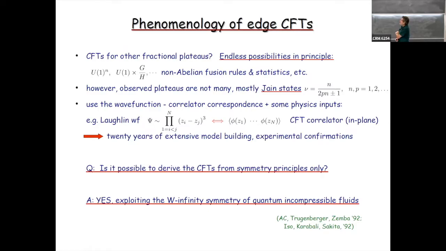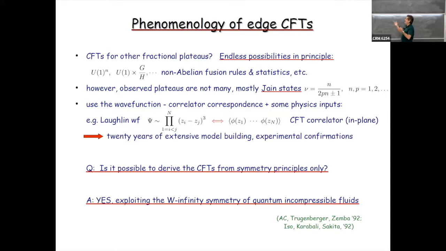So the question is, which kind of conformal theory can I use for general fractions, not just this Laughlin state that we saw before, which clearly has c equal to 1, a simple conformal theory? Well, in principle, there are endless possibilities, because you can have a multi-component abelian theory, you can have an abelian times some coset for neutral excitations, many things, because just the condition that you have a conserved charge doesn't tell you much about what the theory would be.